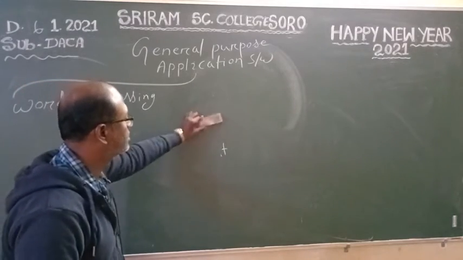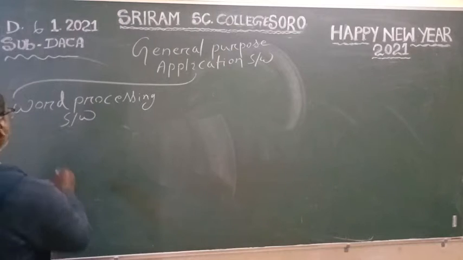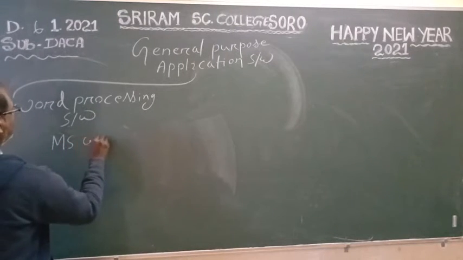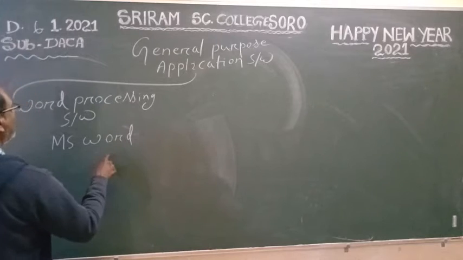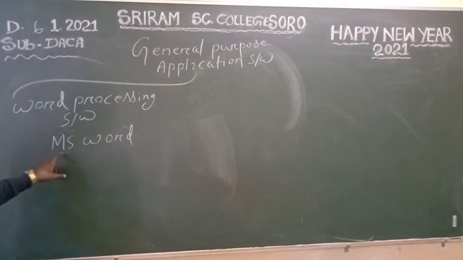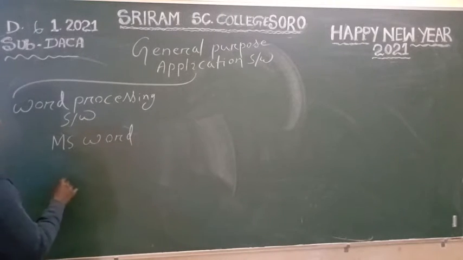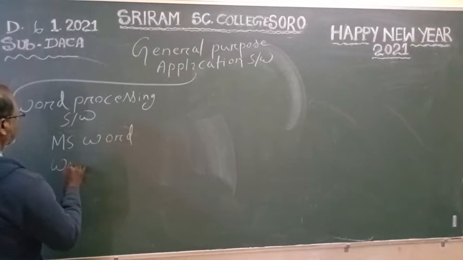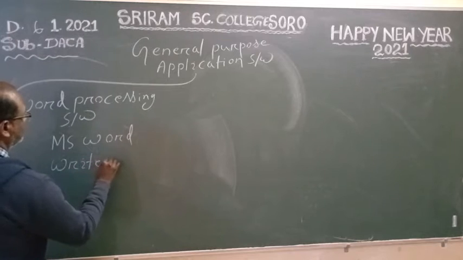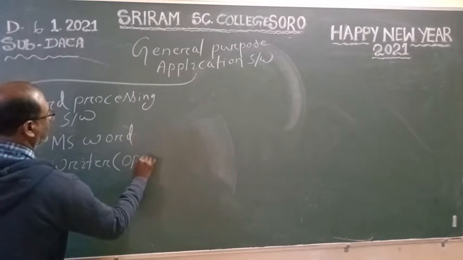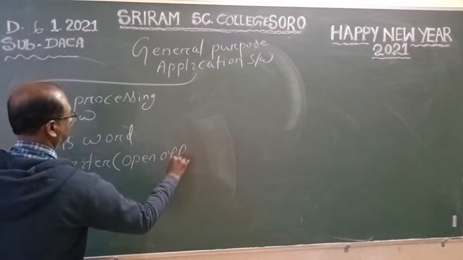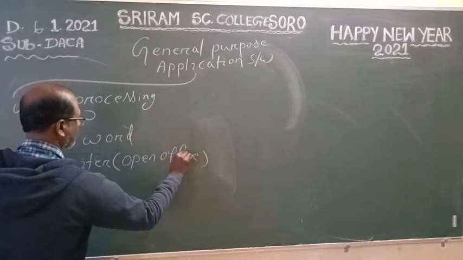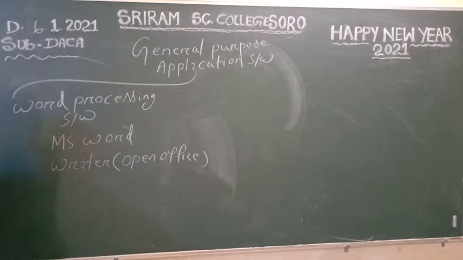A very popular example of this word processing software is MS Word. It is one type of word processing software, and that stands for Microsoft Word. And another kind of word processing software generally used by us is Writer, and it is under OpenOffice. This is also one type of word processing software.